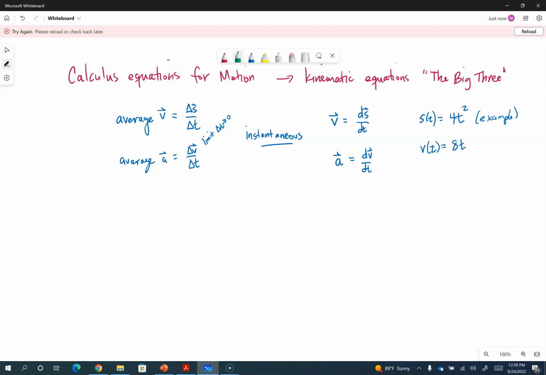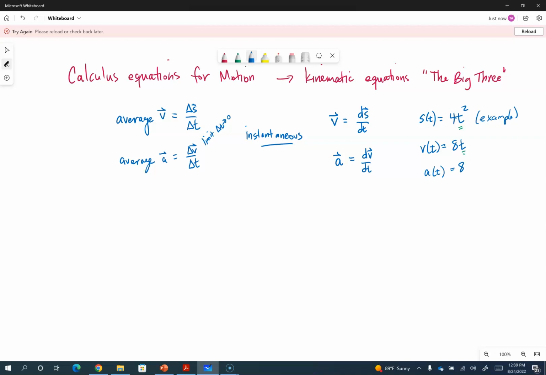What we mean by that is time is in here. We'll get a different position value when we plug in a different time value. Similarly, we'll get a different velocity value when we plug in a different time value. If we take the derivative of this velocity function, we actually just get 8, meaning this acceleration is constant.